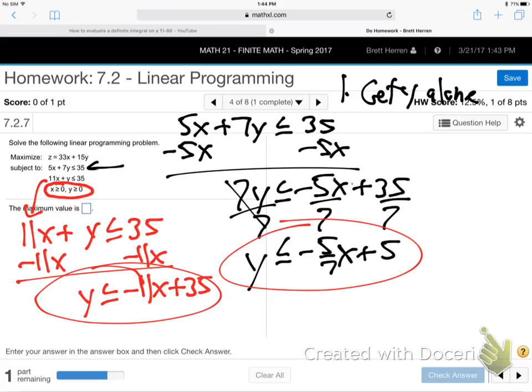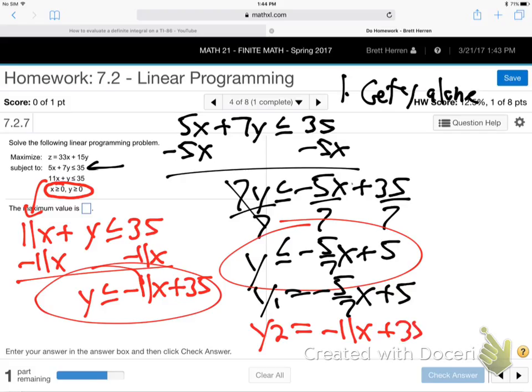Now, before we do, let me be clear what we're going to do. y1 here equals minus 5/7 x plus 5. And then y2 equals, I'm changing to equals, notice, 35 minus 11x. So I'm going to put those on the graphing calculator in Y1 and Y2 and ask the calculator to graph it. Let me write some instructions before we go there. So that's going to go on the calculator.